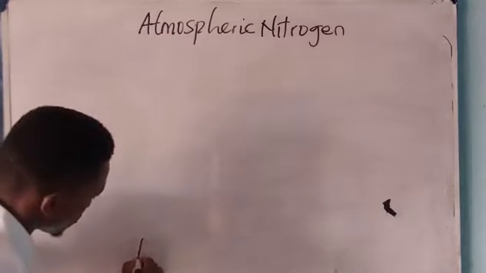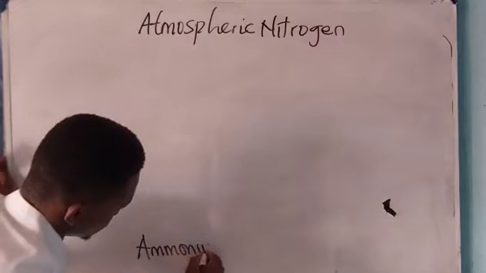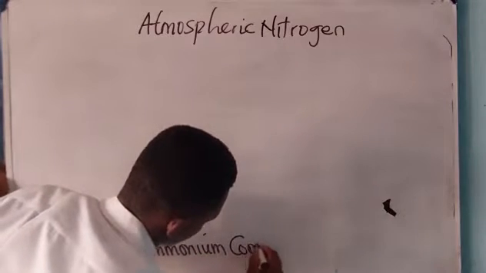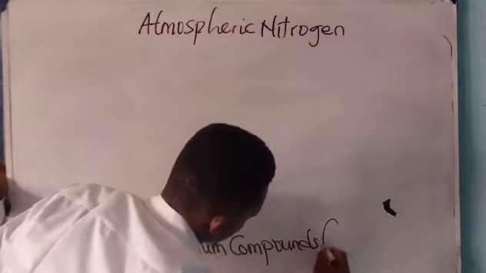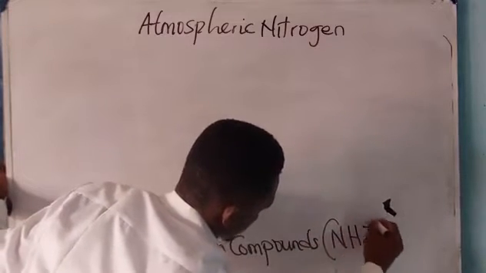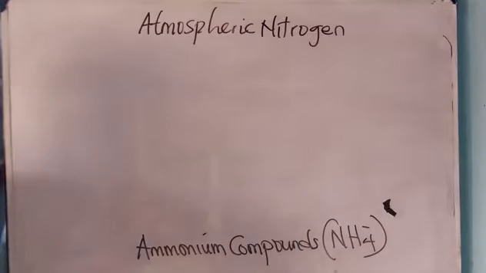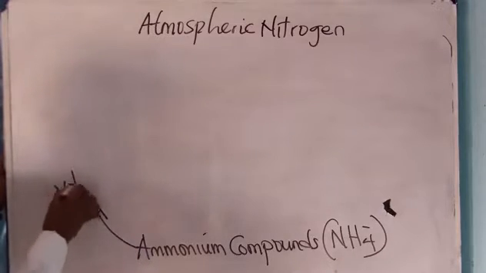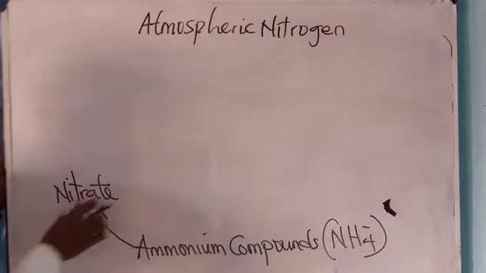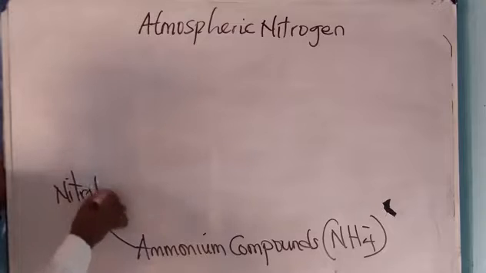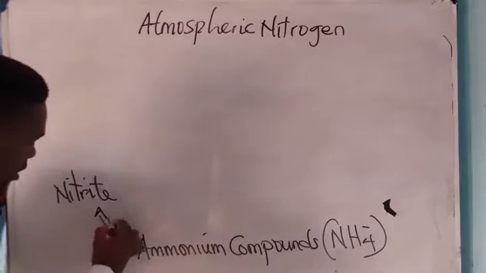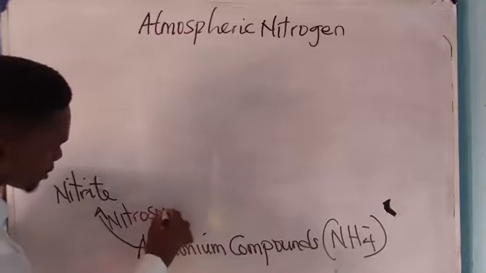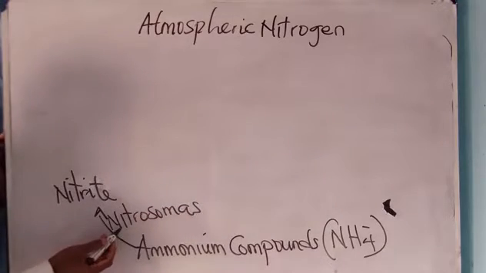Then I'll write here ammonium compounds. I'll just put NH4+. Now these ammonium compounds are converted to what? Sorry, not nitrate. They are converted to nitrite by Nitrosomonas, right? Through what process? Nitrification.